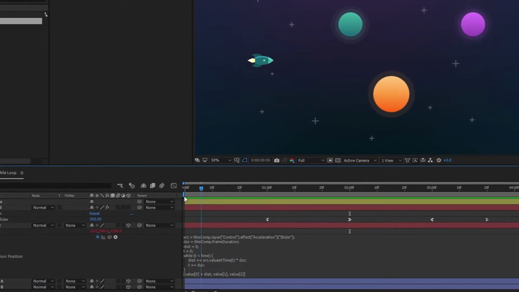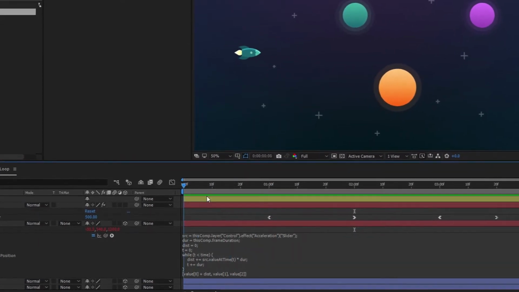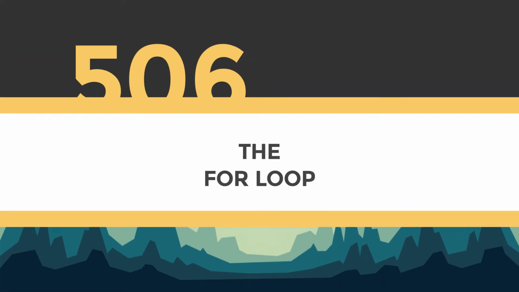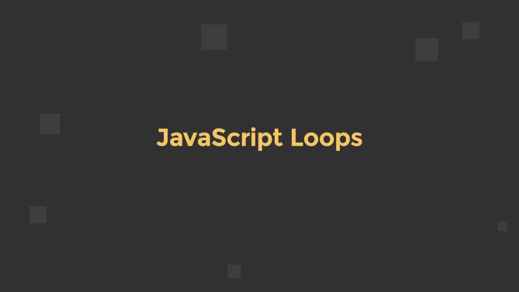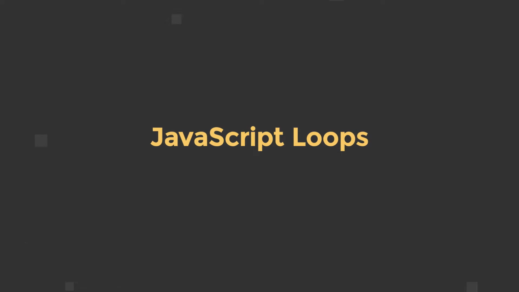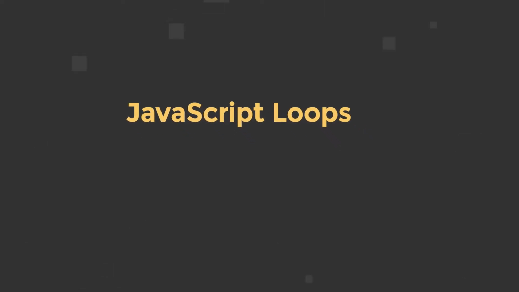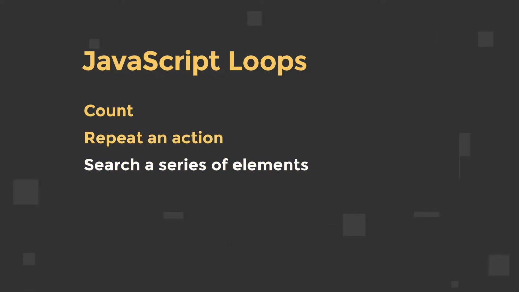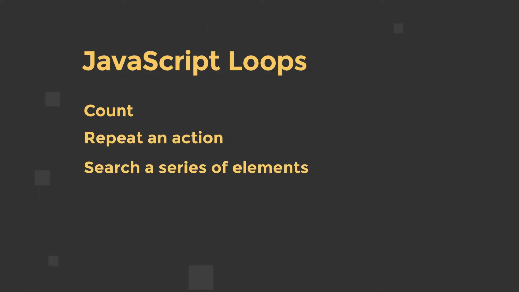JavaScript loops and try-catch statements are a great way to add advanced functionality to an expression. A JavaScript loop is a powerful way of iterating through an expression or property values to count, repeat an action, or search a series of elements until it finds a specific value.